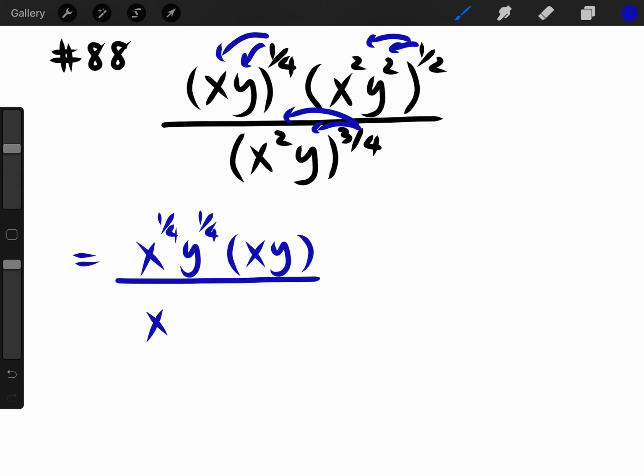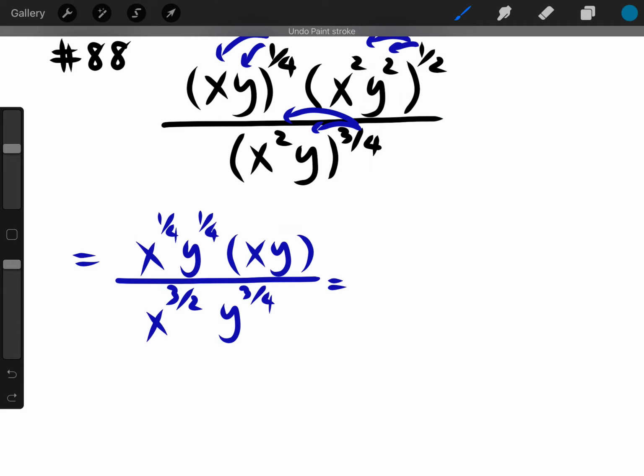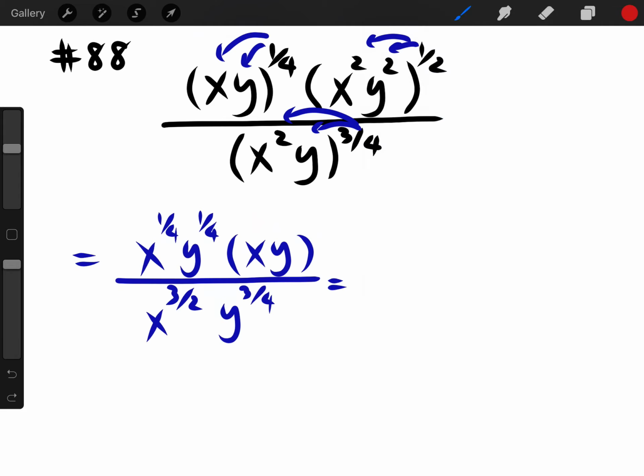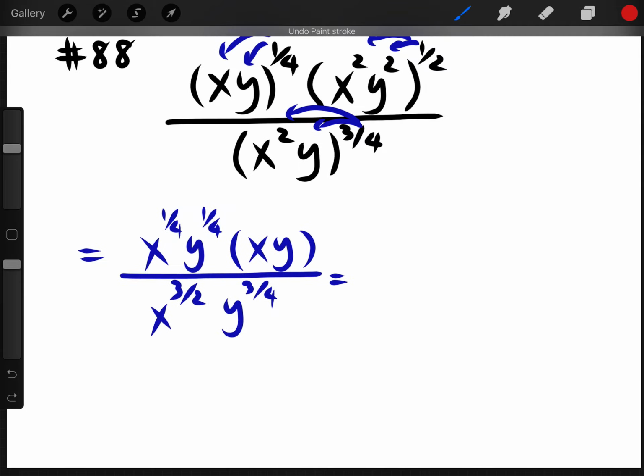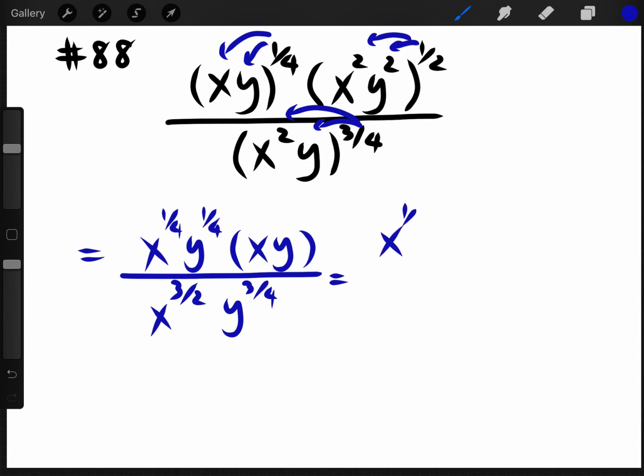So it's going to be x to the 2 times 3/4, which is 3/2, and then y, the exponent is 1, so 1 times 3/4 is 3/4. The next thing I want to do is combine the like terms up. So you got x to the 1/4 times x to the 1st power. We're going to add them up. 1/4 plus 1 is 1/4 plus 4 over 4, so it's 5 over 4.